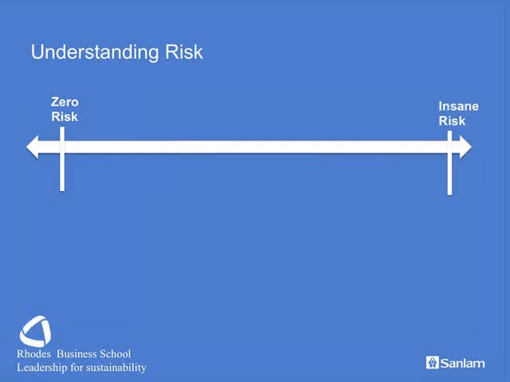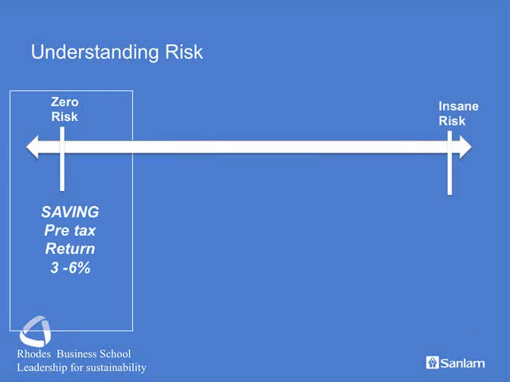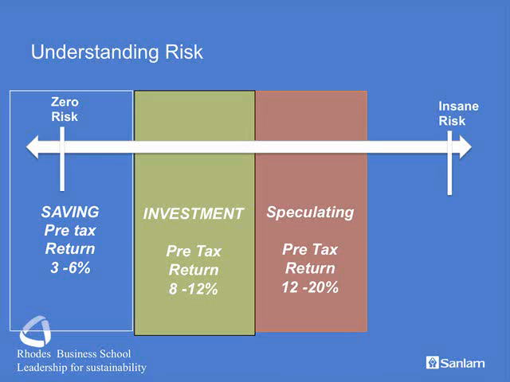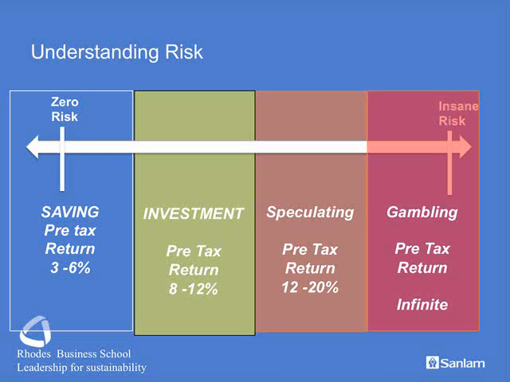The higher the risk, the higher the expected return. So saving in a bank account, the return will be 3 to 6% per annum. If you're investing, you can expect a return of between 8 and 12% per annum. Speculating, you might get a return between 12 and 20% per annum. And gambling, you will get an infinite return based on an insane risk.